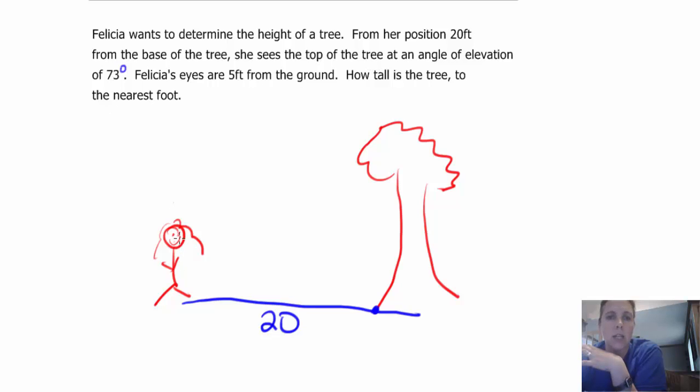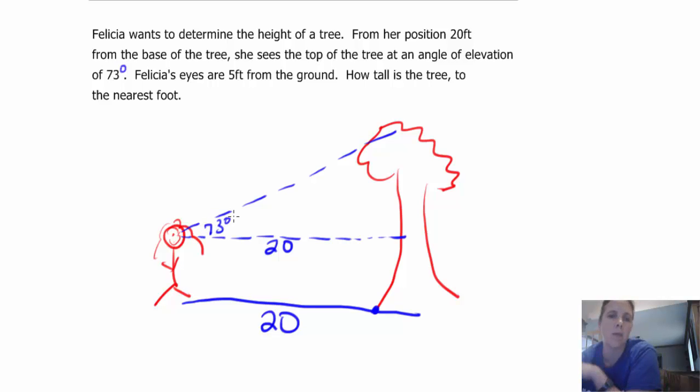So this is one of those ones where you have to go from her eyes. Horizon, this is the horizontal, so this is 20 feet away. And then she's looking up to the top of the tree. So this is our angle of elevation. This is the hardest part, coming up with the diagram to figure out where the angle of elevation is. The reason it's not down here like in the last one is that it doesn't say the angle of elevation from the ground or from her feet. It says from her eyes. And it says Felicia's eyes are 5 feet above the ground.